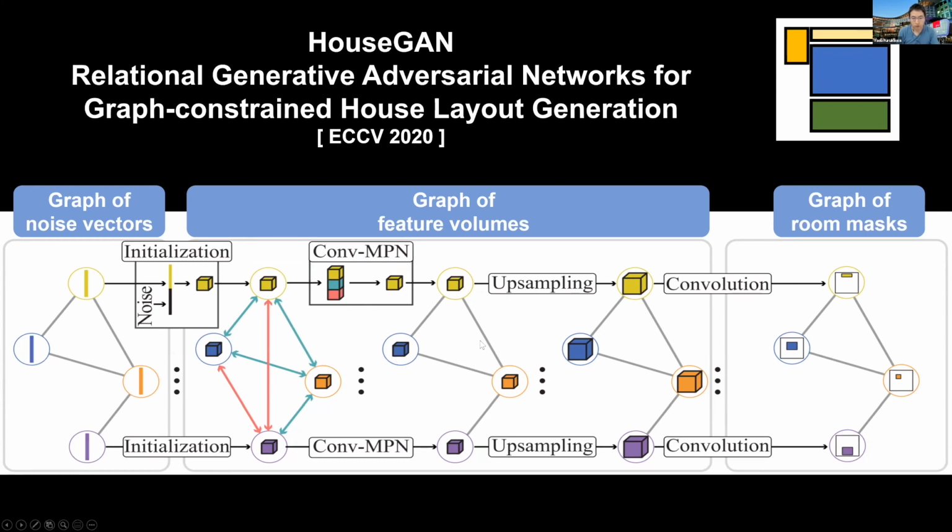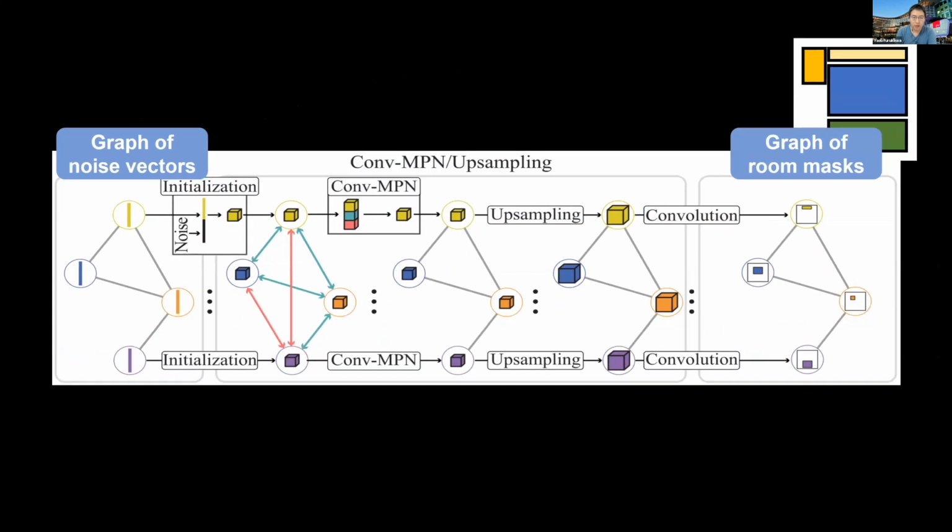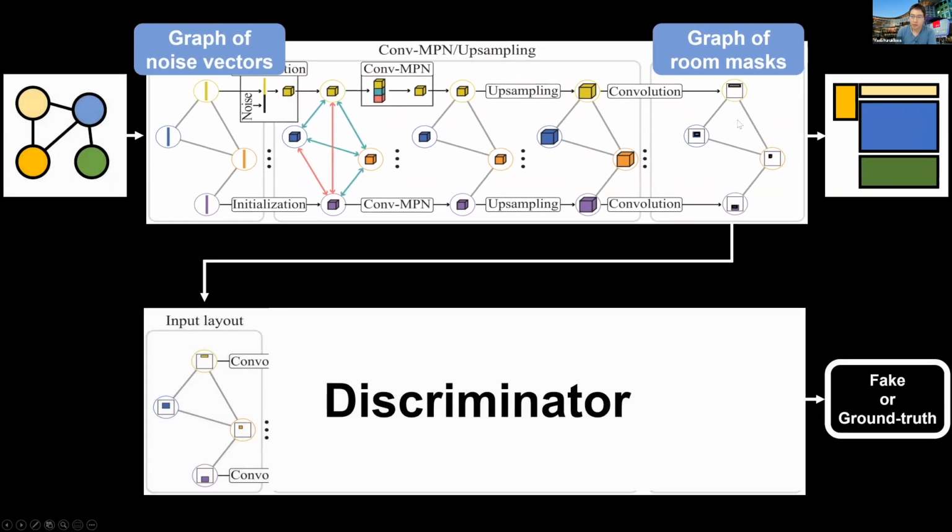So enrich feature volumes, upsample, go back, message passing, upsample, I think 2 or 3 times, starting with maybe 8 by 8 spatial dimensions. Then later 64 by 64, somewhere around that length. So pretty low resolution still. So once we get the feature volume, we put it through the component and get the segmentation mask per node. So that's the generator. The discriminator is the same.